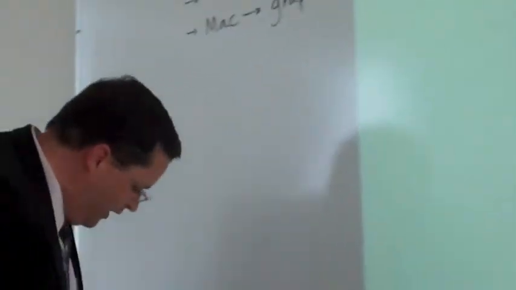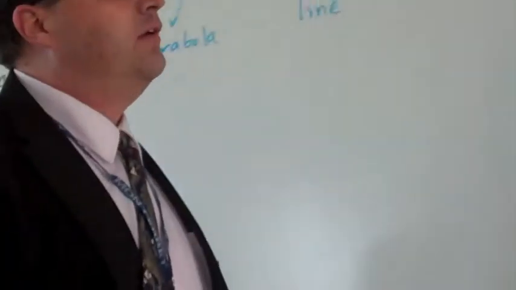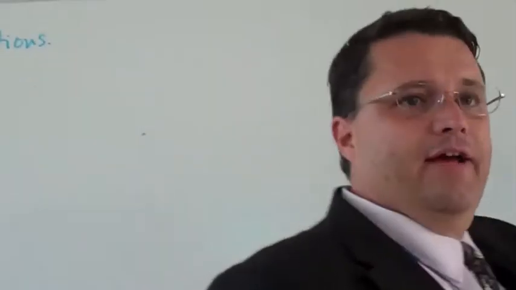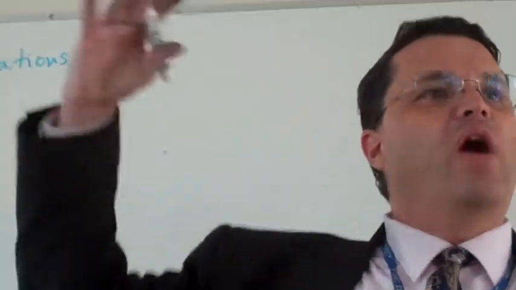So, one way to do it, of course, is by substituting. The other way to do it is by equaling, no? Okay, so here we have exactly this case. We have one quadratic function, we have one linear function.